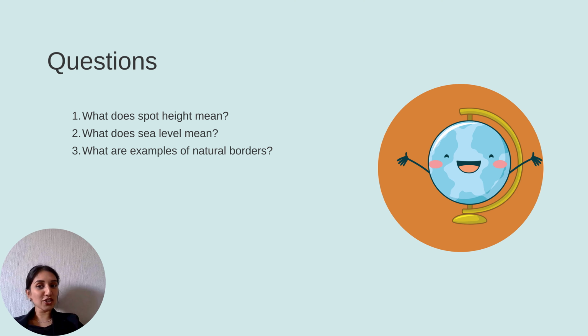Let's answer some questions. Number 1, what does spot height mean? Number 2, what does sea level mean? And number 3, what are examples of natural borders? Take a minute to think of your answers.